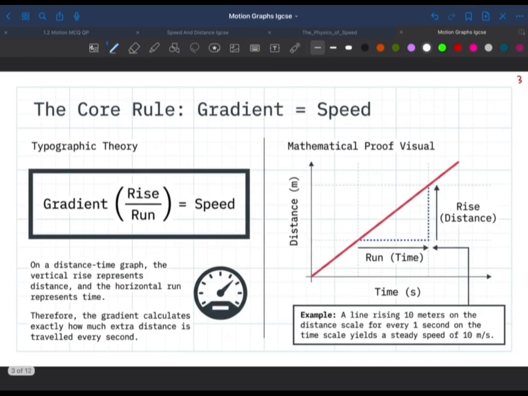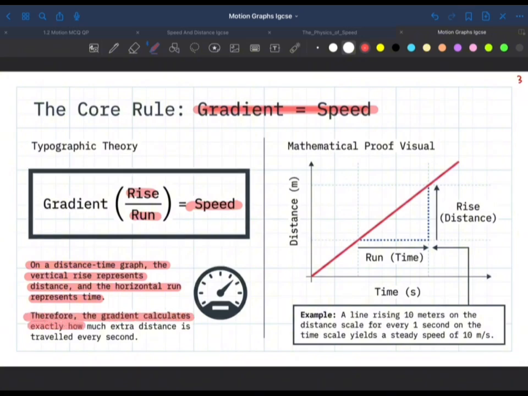So we want to show a few things here. Here you have the core rule: gradient is the speed. So simply you can say that when you calculate the gradient, basically you calculate the speed. Gradient is simply rise over run, and the ratio of these two will be the speed. On a distance time graph, the vertical rise represents distance and the horizontal run represents time. Therefore, the gradient calculates exactly how much extra distance is traveled every second.